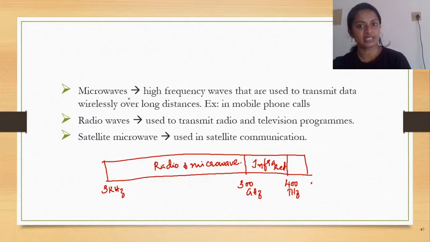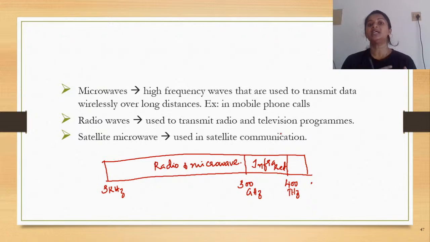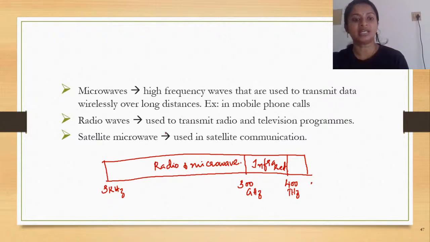When you're considering the microwaves, these are the high frequency waves that are used to transmit data wirelessly over longer distance, so you need them when you're considering long distance transmissions. When you consider mobile phone calls, you do not have a wired connection, but still you know that there is a connectivity from the sender to the receiver, right? This connectivity stays as long as the communication is there, or until either one of the communicating parties ends the call. So microwaves are high frequency waves that are used to transmit the data wirelessly over longer distance.